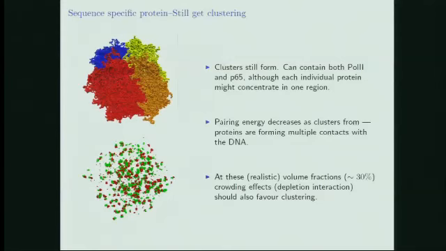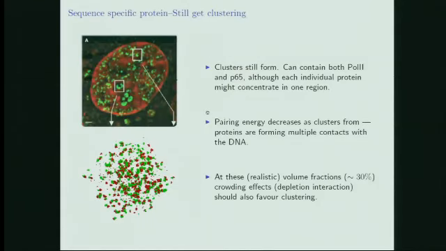Okay, and at these realistic volume fractions, so about 30%, you would expect that these crowding effects, such as the depletion interaction, would also be present, and that should favour clustering as well. So this supports this idea of transcription factories. You have these regions where the polymerase and the transcription factor are localized in clusters, so that supports this picture.